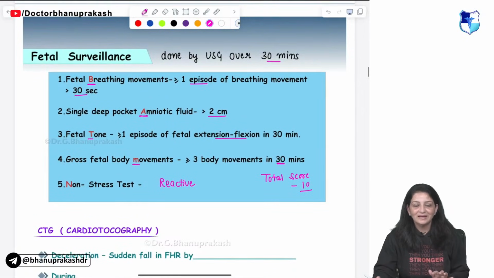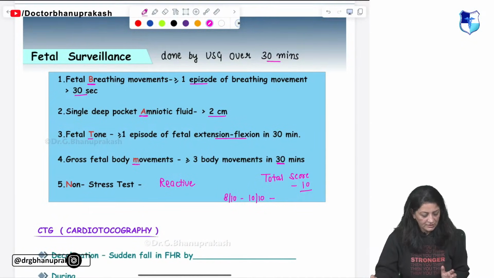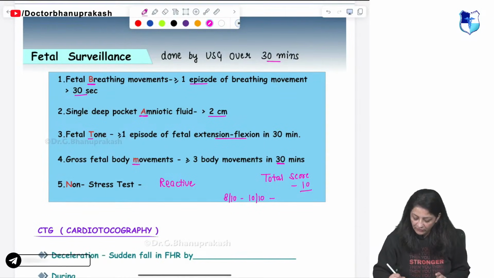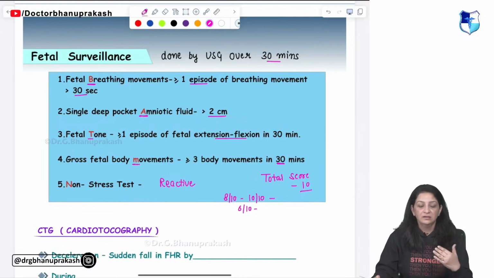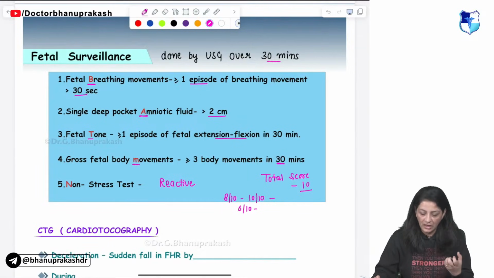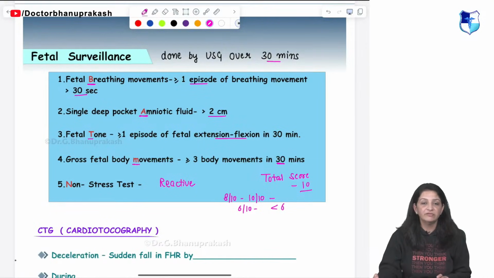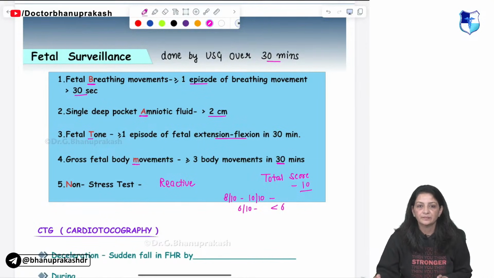So this is all about NST and biophysical scoring. If the score is 8 out of 10 or 10 out of 10, it means a healthy fetus. There is no problem. If 6 out of 10, then we have to do reassessment after 24 hours. If less than 6, it means there is severe fetal hypoxia, and treatment is termination of pregnancy.